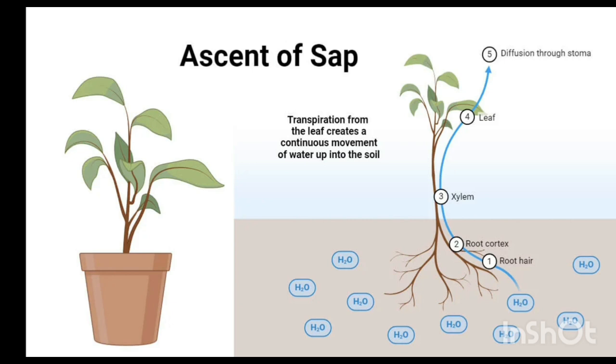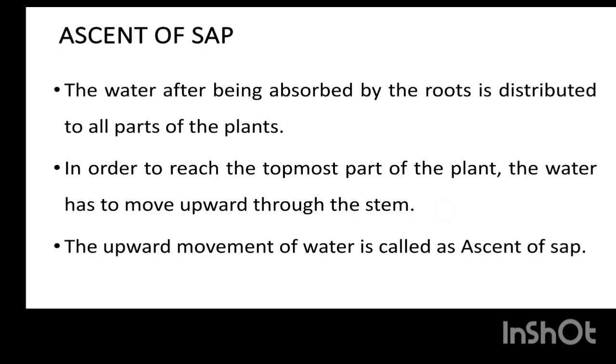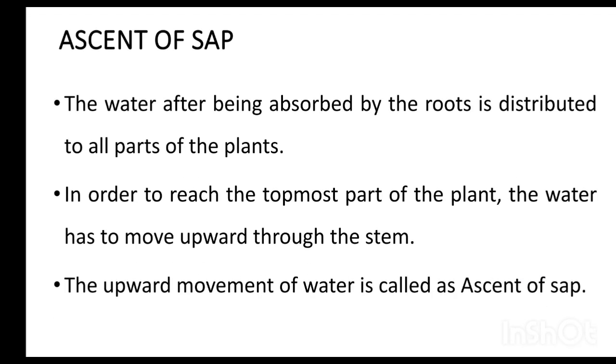In this video we will discuss the mechanism and pathway of ascent of sap inside the plant. So what is the meaning of ascent of sap? Water is absorbed from the soil through root hairs. After being absorbed by the roots, water is distributed in all parts of the plant. In order to reach the topmost part of the plant, the water has to move upward in the stem. The upward movement of water is called ascent of sap.